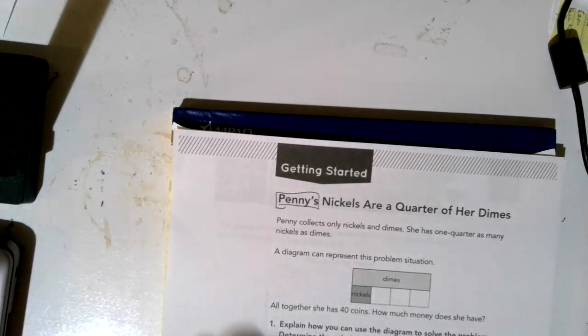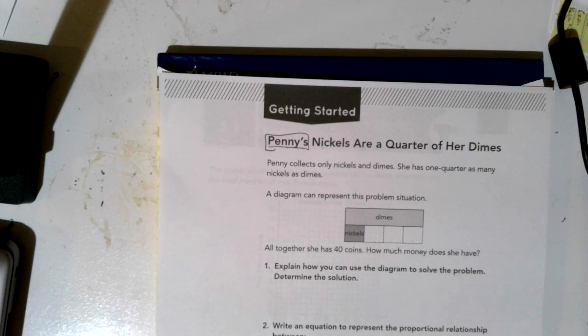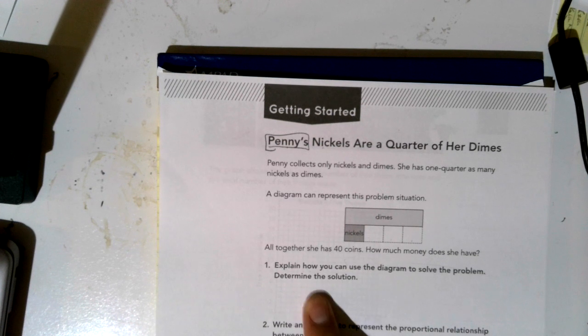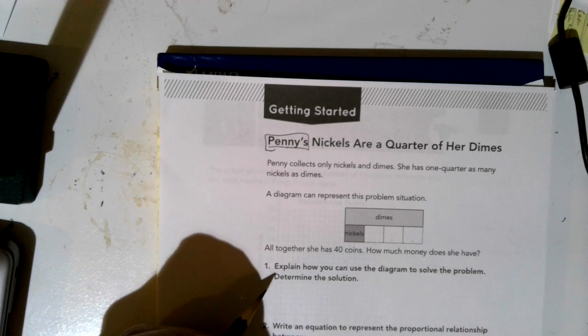Okay. And this diagram represents that problem in that if this represents her number of nickels and this represents her number of dimes, it takes 4 of the nickels to equal the number of the dimes. Now she has 40 coins altogether. Okay. So we have to figure out how much money she has. Explain how you can use the diagram to solve the problem and determine the solution.